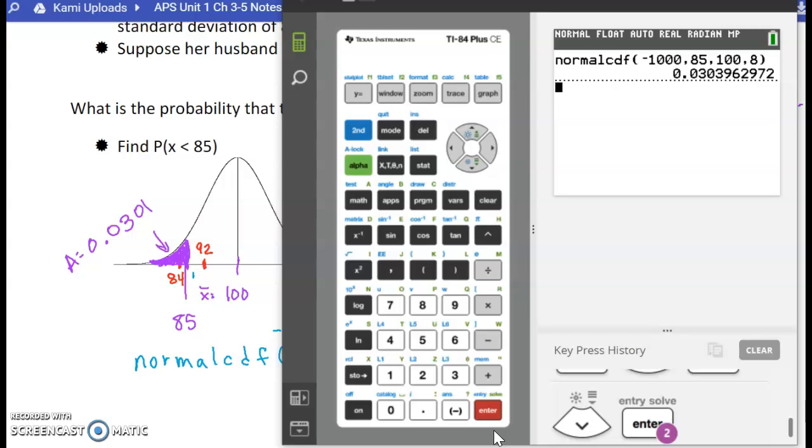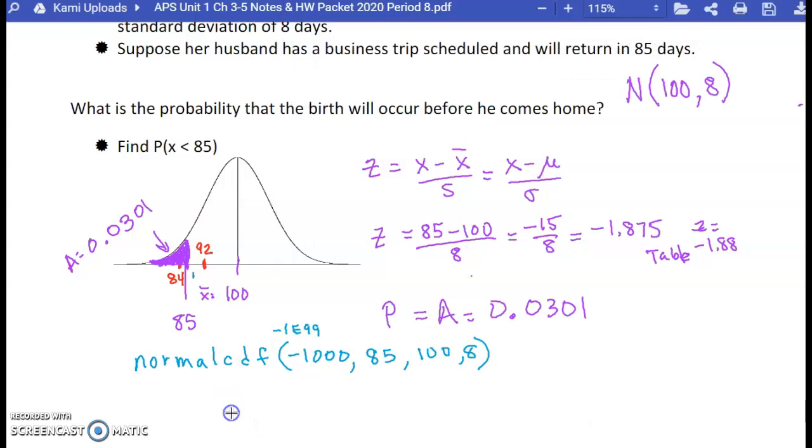The calculator comes up with 0.0304, basically. That's virtually the same thing that we got. One reason for the differences is that we rounded. The Z table obviously doesn't use all the decimal places available, so it's an approximate number. Your calculator uses tons of decimal places, so technically you could say it's a more accurate answer. But both of these are close enough, about 3%.